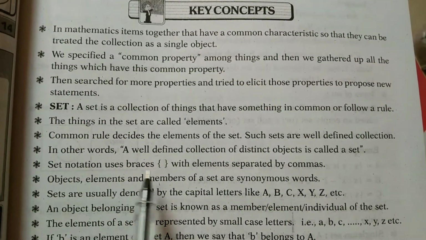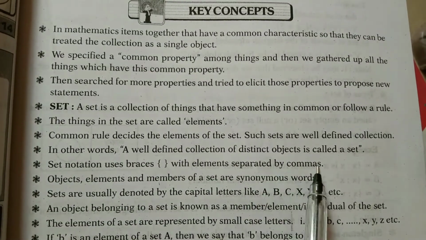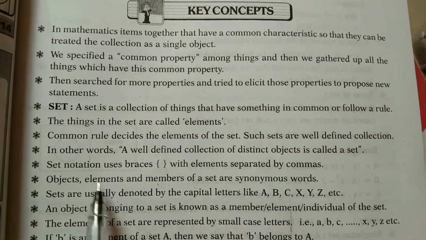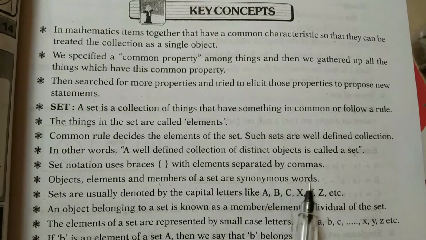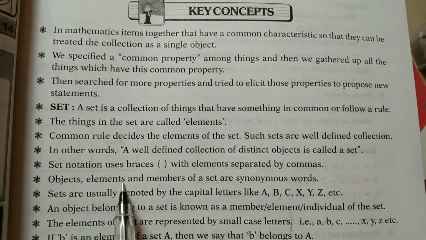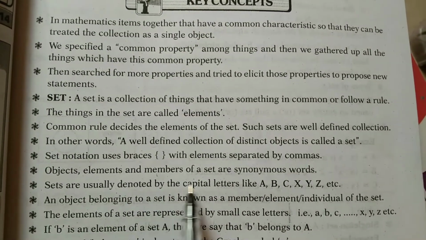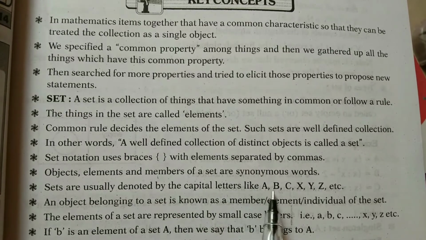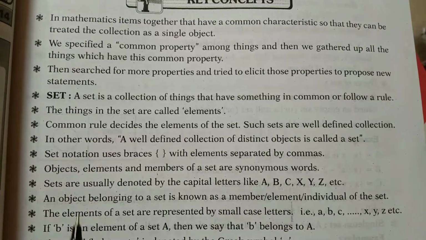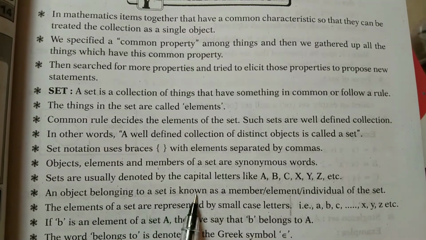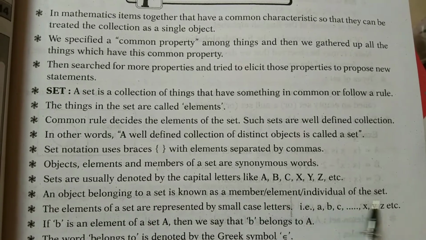Set notation uses braces with elements separated by commas. Objects, elements and members of a set are synonyms. Either we call them objects or elements or members of a set. Sets are usually denoted by capital letters like A, B, C, X, Y, Z, etc. An object belonging to a set is known as a member or element or individual of the set.